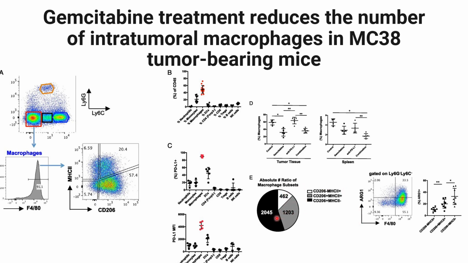And they also further validated this result by checking this receptor, that is ARG1, which is also an important marker for M2 macrophages. And in this case they can see that the CD206 plus M2 cells have a high number of ARG1. So this further validates their point that these MC38 tumor bearing mice have more M2 macrophages, and these M2 macrophages got reduced when they are treated with gemcitabine chemotherapy.